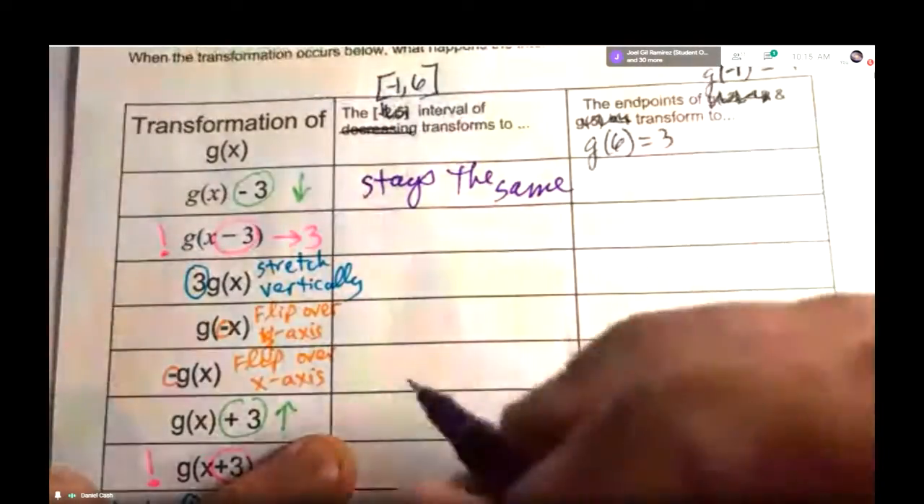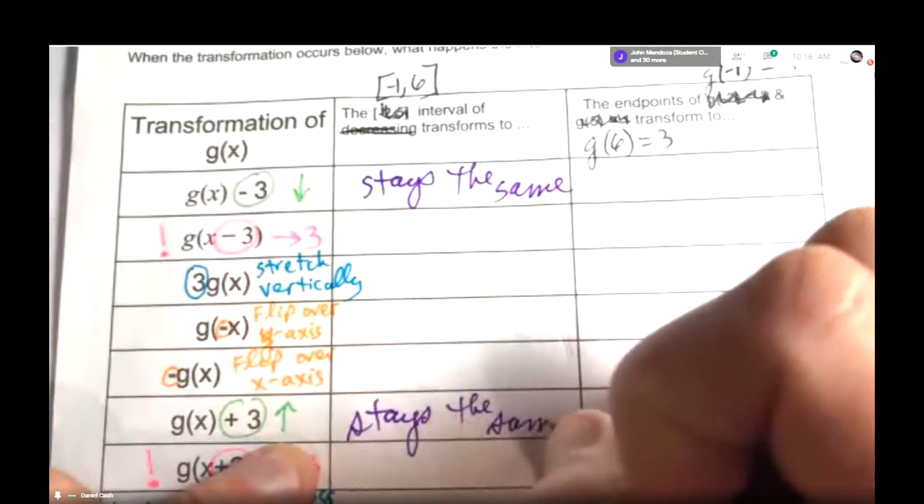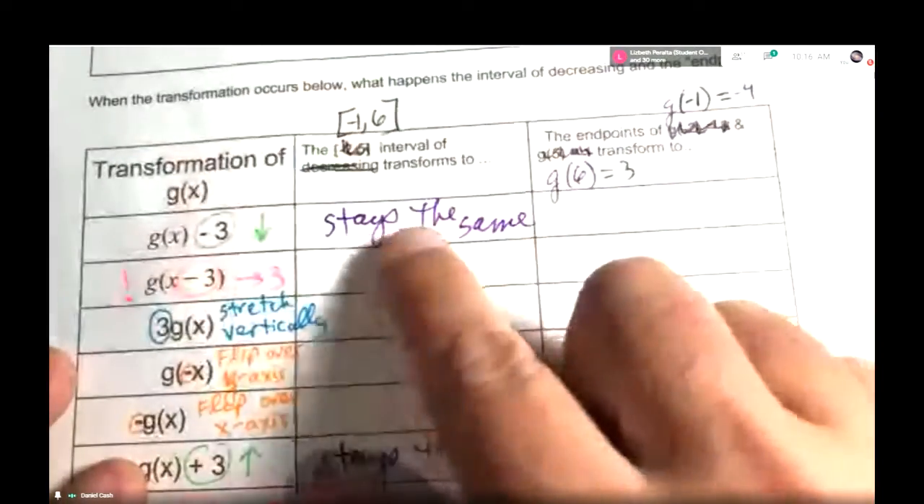Even if the function takes the elevator up 3 units, it's also going to stay the same for the same argument. So whether the function takes the elevator up or goes down, the interval of increasing will still stay exactly the same.